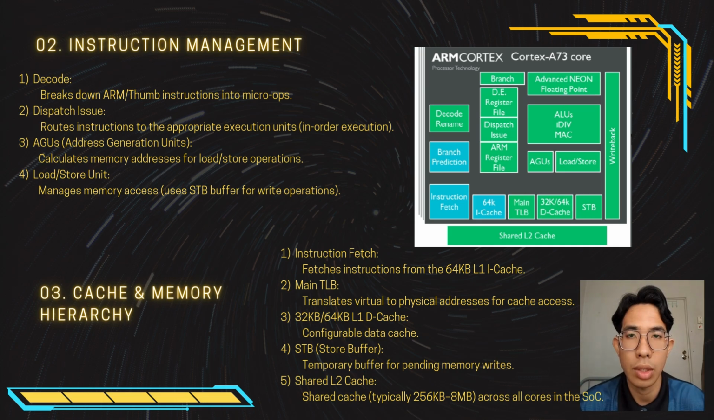Fourth, the STB, or data store buffer: a temporary buffer for pending memory writes, a temporary holding area for outgoing data. Fifth, the shared L2 cache: shared cache, typically 256 KB up to 8 MB across all cores in the SoC.